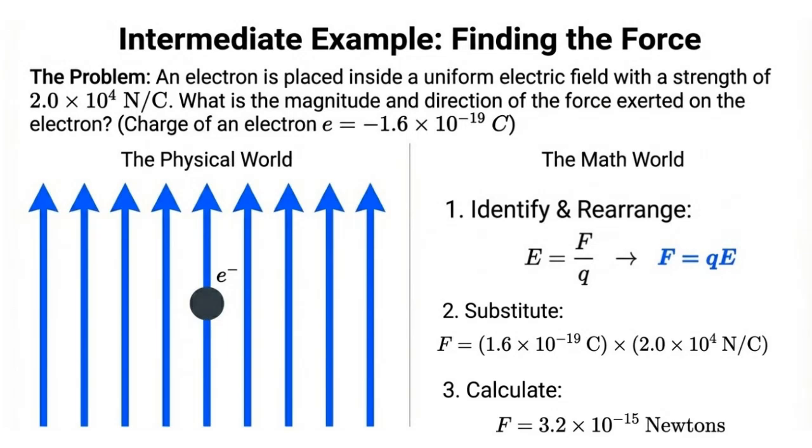Multiplying these gives us a force magnitude of 3.2 times 10 to the negative 15th newtons. Because the electron has a negative charge, the force will act in the direction opposite to the electric field. So, although the field points upward, the force on the electron is directed downward.